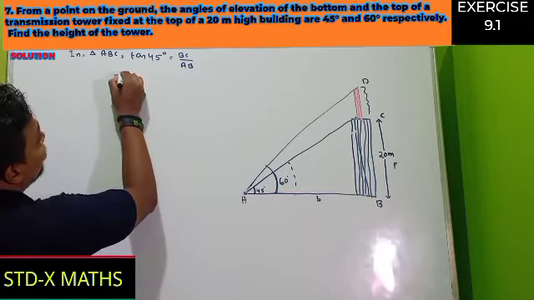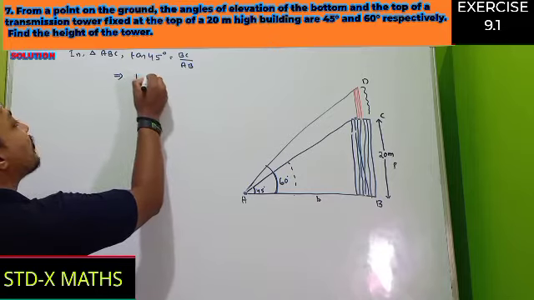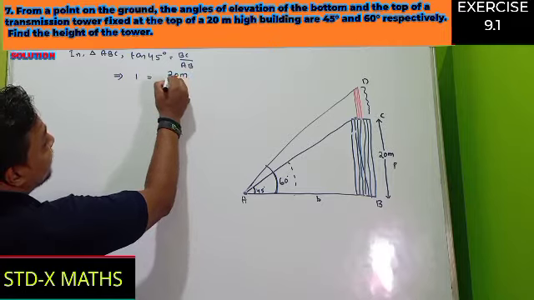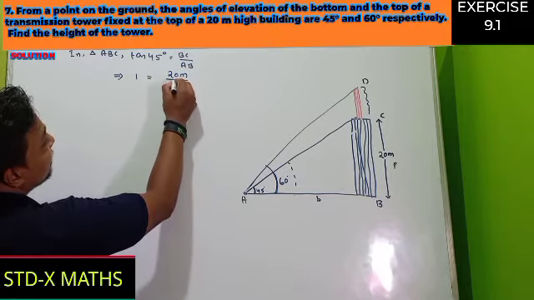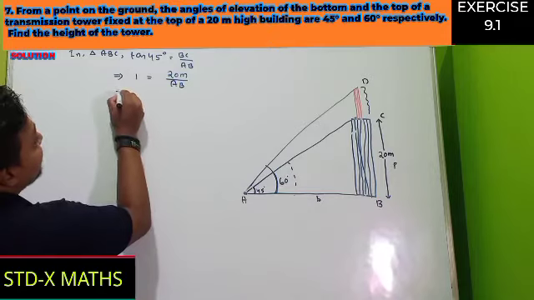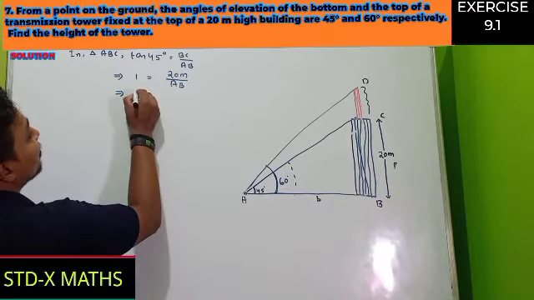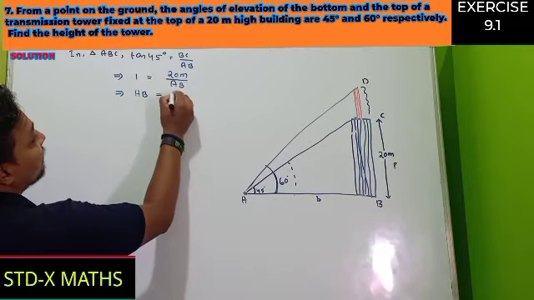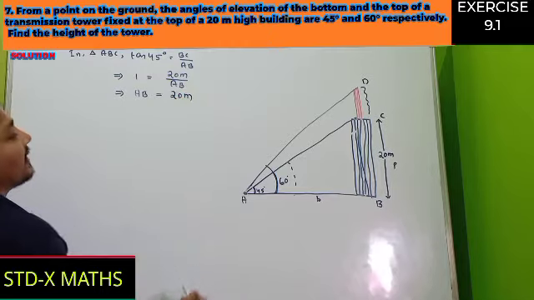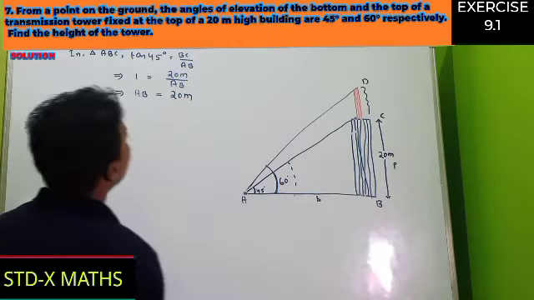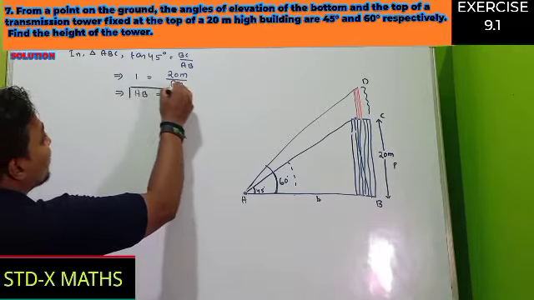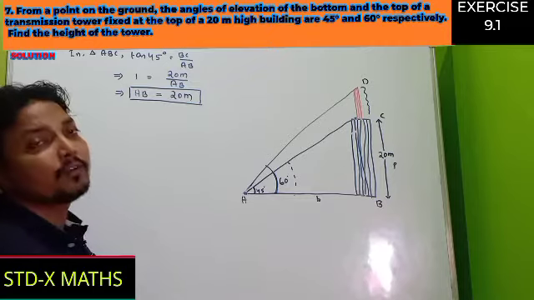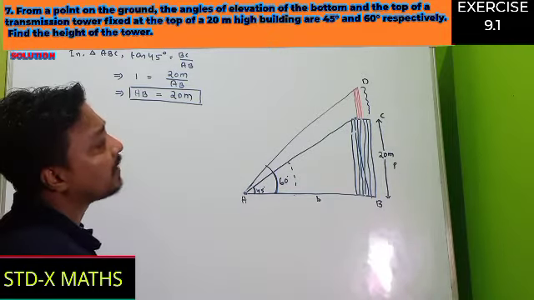Next we put the values. Tan 45 degrees is 1, BC is 20 meters, divided by AB, which is not given. So the unknown is AB. On simplifying by cross multiplication, AB is 20 meters. I am keeping this within a box, as it will be utilized again to find the value of DC.